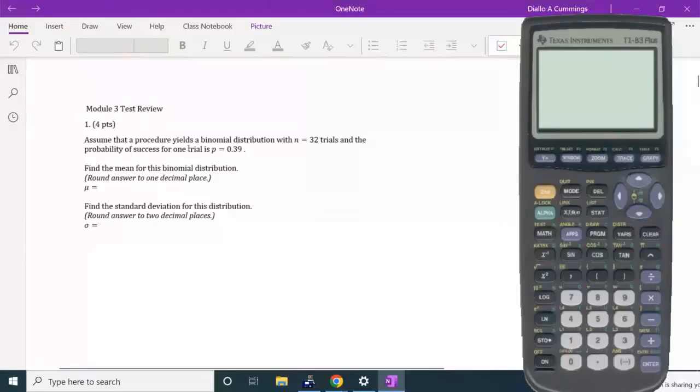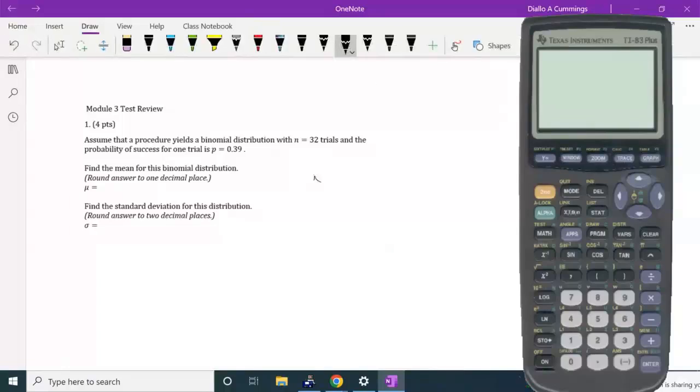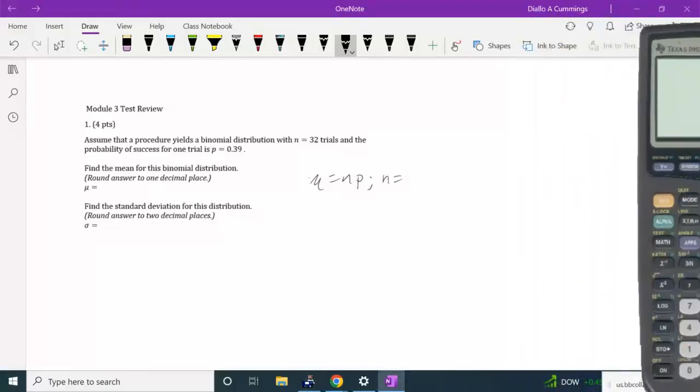It says assume that a procedure yields a binomial distribution. So they're telling us that it is a binomial distribution. N is equal to 32 trials. The probability of success is 0.39. We're actually finding the mean and the standard deviation. All right, so the formula for the mean of a binomial distribution is N times P, right? And in this formula, we're going to substitute N for 32 and P for 0.39.